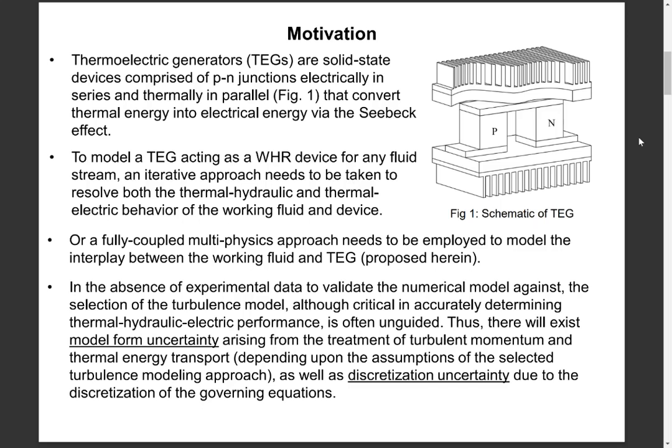The reasoning for the requirement of such high-fidelity models is that in the absence of experimental data for which a numeric model can be validated against, there is much uncertainty. This uncertainty arises in two forms. The first is model form uncertainty, due to the treatment of the turbulence momentum in thermal energy transport equations, i.e. from the use of RANS-based modeling. The second is discretization uncertainty, which is due to the discretization of the governing partial differential equations into a finite volume form.